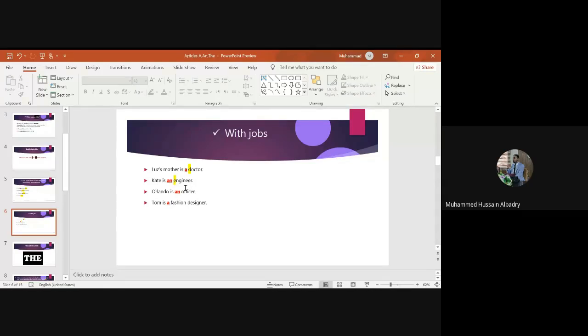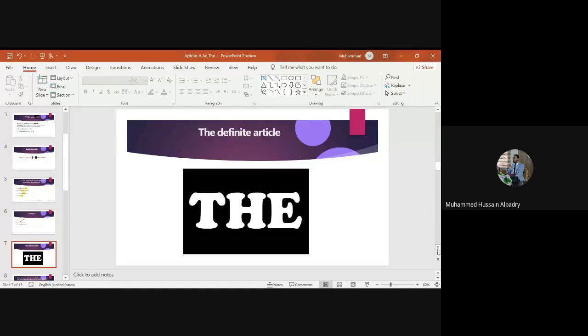Kate is an engineer. Orland is an officer. Consonant, a; vowel, an. I'm an officer. I'm a teacher. I'm a fashion designer. I'm an artist. She's a nurse. She is a teacher. He is a teacher. Now, the singular countable noun, we use a and an with jobs. These are general pieces of information about a and an.